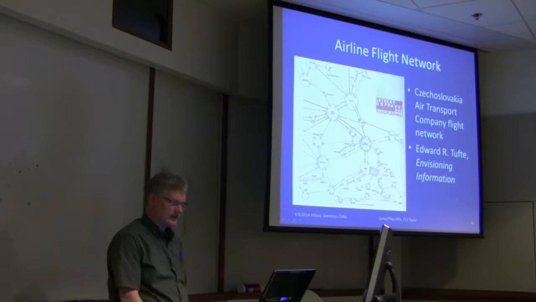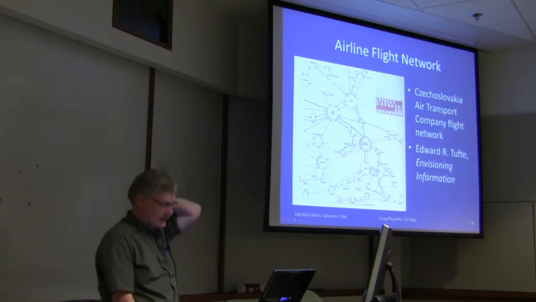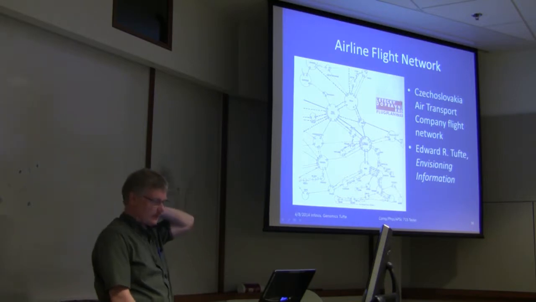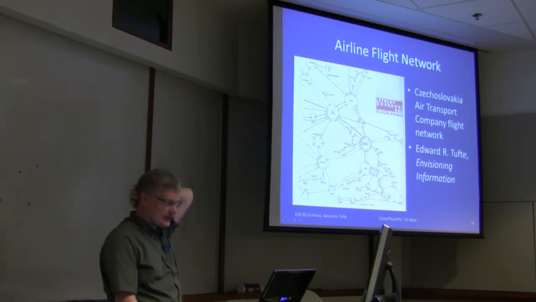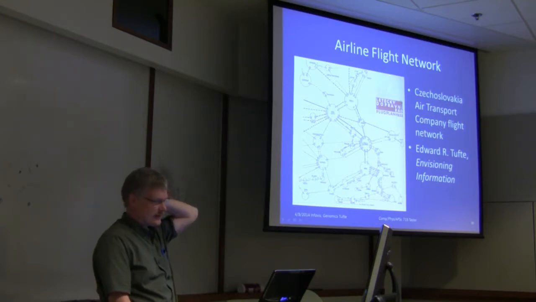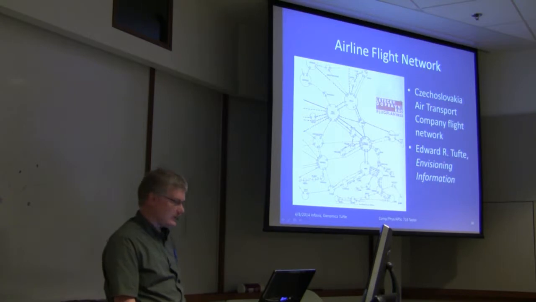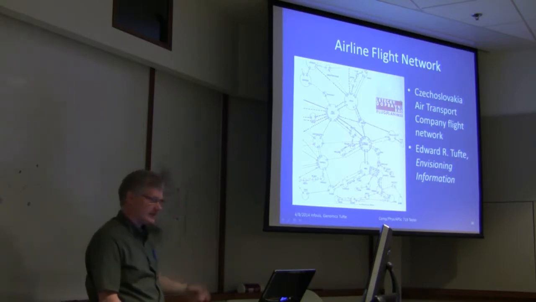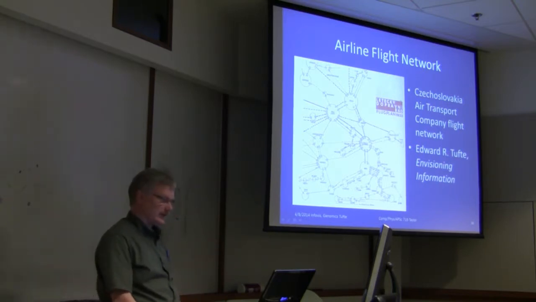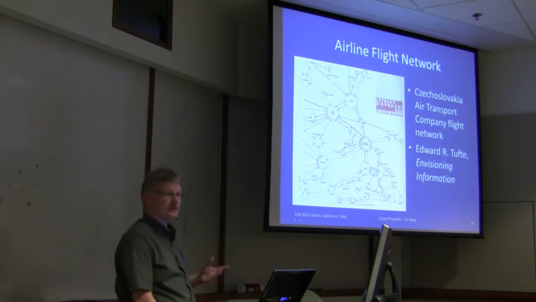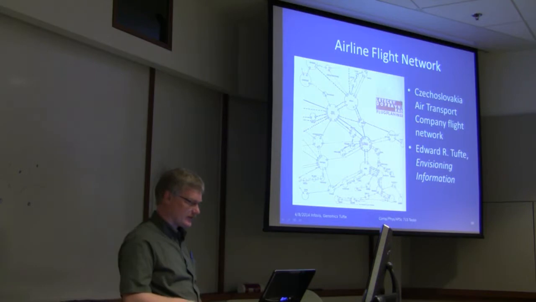And so this is basically showing airports visited by the Czechoslovakia Air Transport Company. This comes from Edward Tufte's book, Envisioning Information, that we'll touch on at the end of the lecture. You can see a couple features in the graph. Circles represent airports. Sizes of the circles indicate the size of the airport. Lines connecting them represent direct flights between them. And multiple lines between airports means that there are multiple flights per day between them. So you can kind of see how much traffic there is between each pair.